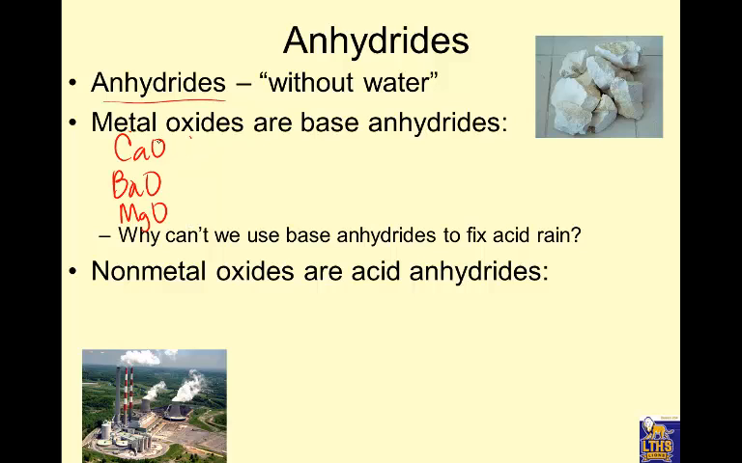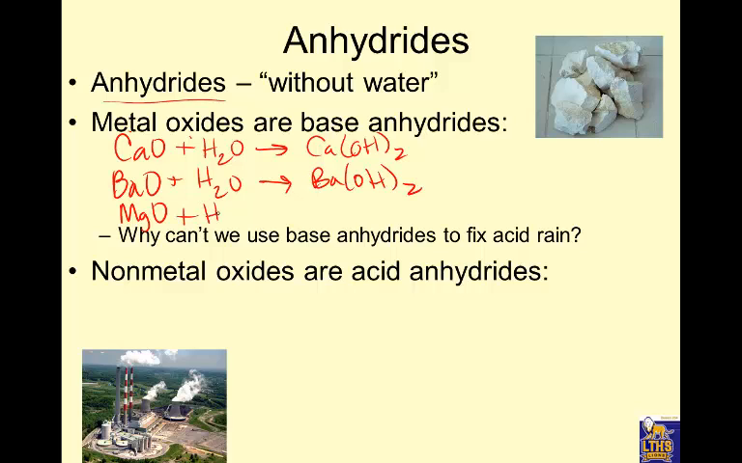Now these are called base anhydrides because when you react them with water, they turn into a base. If you react this with water, what are you going to get? Barium hydroxide. It turns into a base. If you react this with water, what are you going to get? Magnesium hydroxide. So it turns into a base. So metal oxides are called anhydrides. A metal oxide is an anhydride. What kind of anhydride? It's called a base anhydride, because when you put a metal oxide into water, it turns into a base.